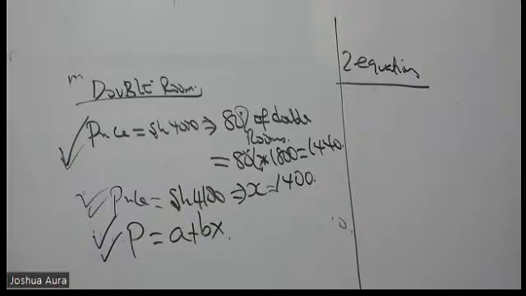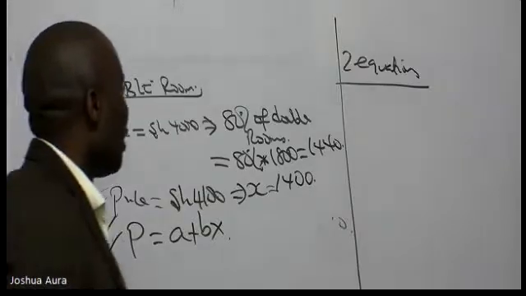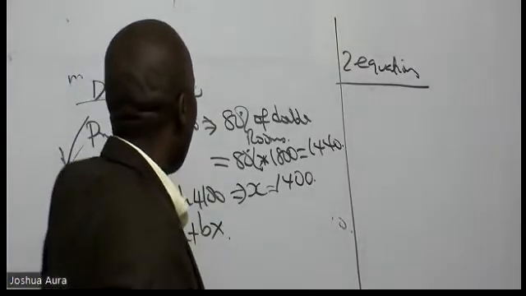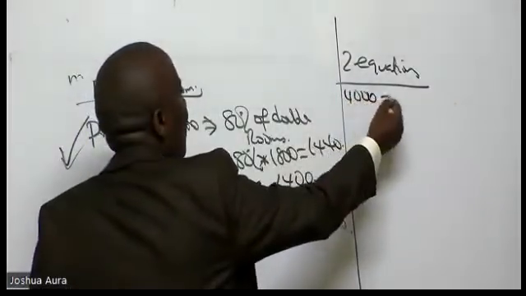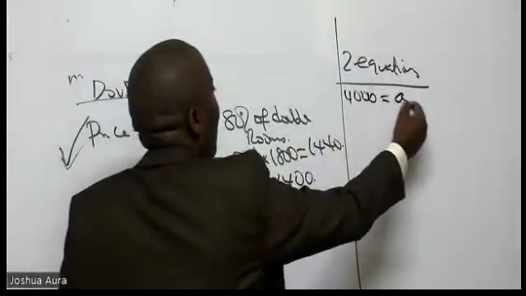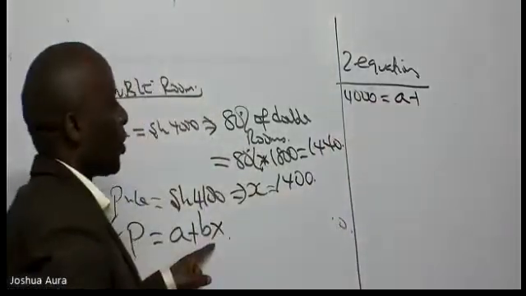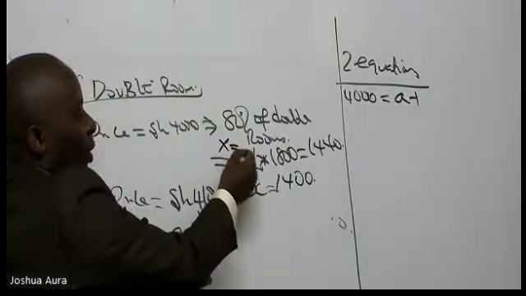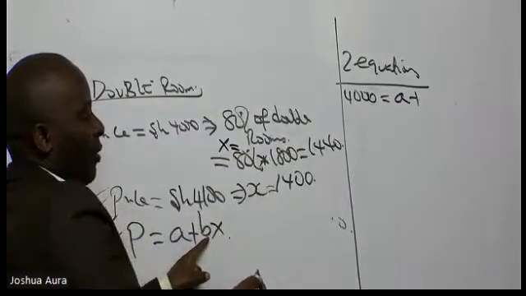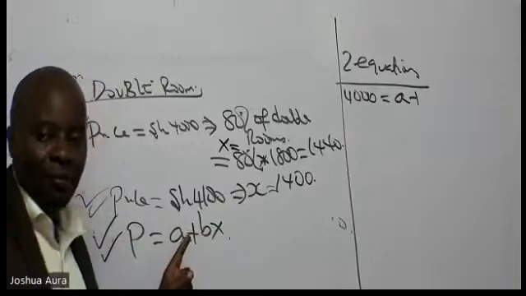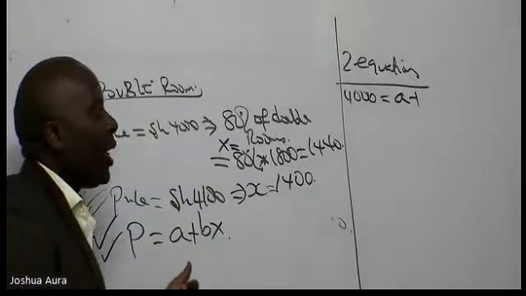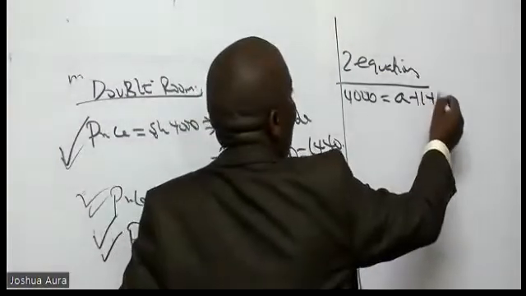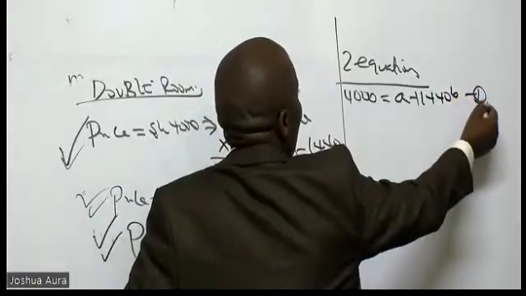So when you plug in the first point, somebody, what do we have here? The price I'm plugging in here is 4,000. The price is 4,000 equals A plus B X. Remember, this is the quantity X. So B 1440. I can't write it like B 1440, the number must come ahead. So it's supposed to be A plus 1440 B, equation number 1.